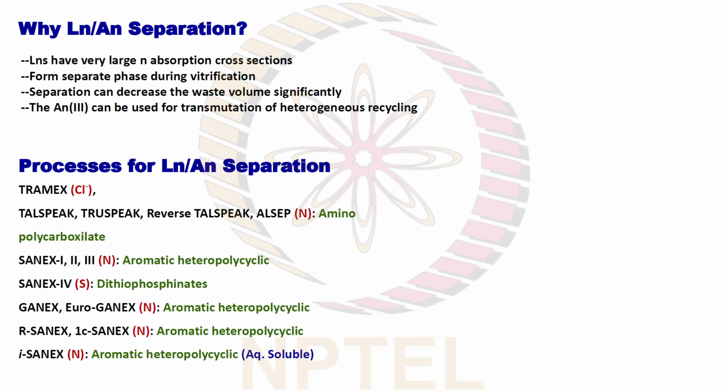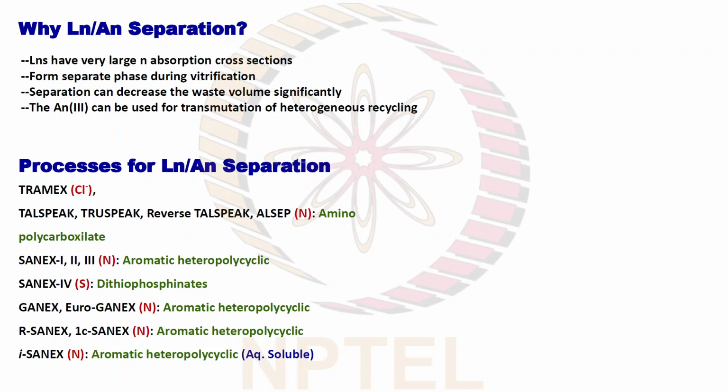Why Ln and An separation? Lanthanides have very large neutron absorption cross sections. Separated from the phase during vitrification, separation can decrease the waste volume significantly. The An3+ can be used for transmutation or heterogeneous recycling. Now the processes for Ln/An separation are TRAMEX, TALSPEAK, Cyanex, reverse TALSPEAK, LUCA, amino polycarboxylate.